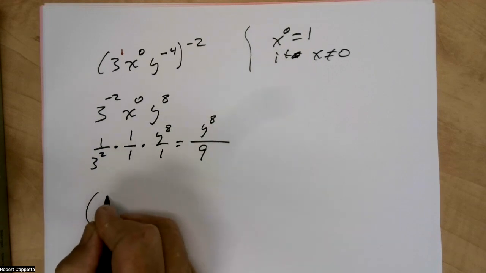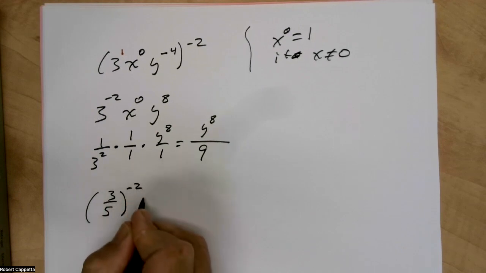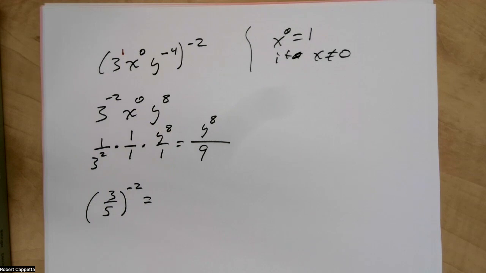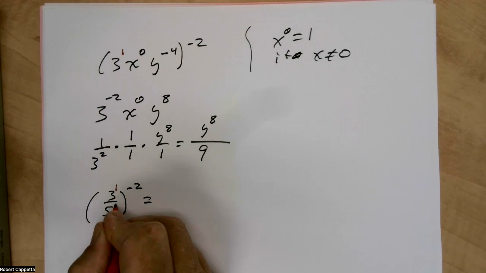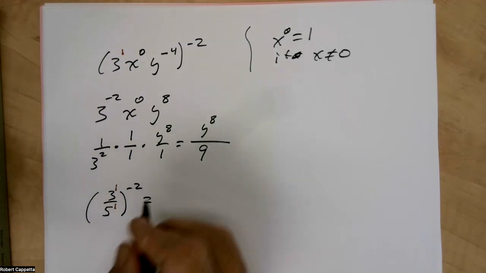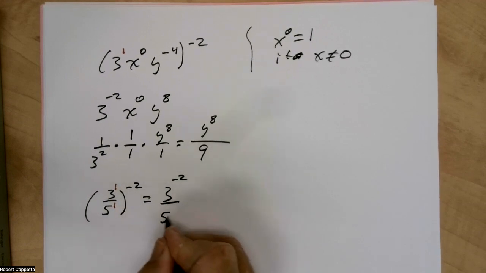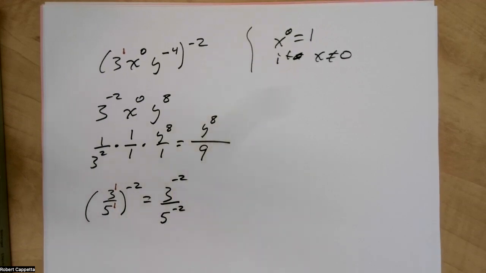How about something like this? How about 3/5 to the negative 2? Again, same kind of idea. Put an exponent of 1 here, put an exponent of 1 here. Raise the power to the power. What's going to happen? 3 to the 1 times negative 2, 3 to the negative 2, 5 to the 1 times negative 2, 5 to the negative 2.